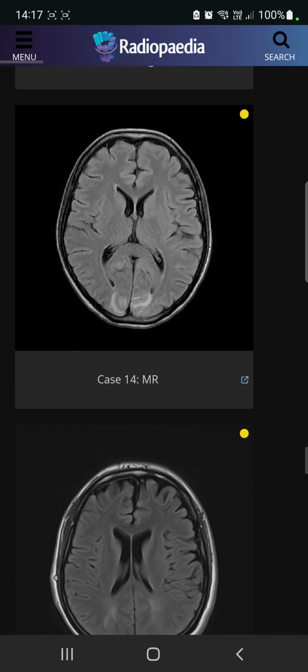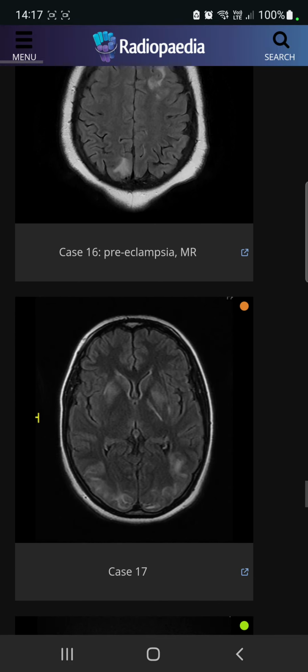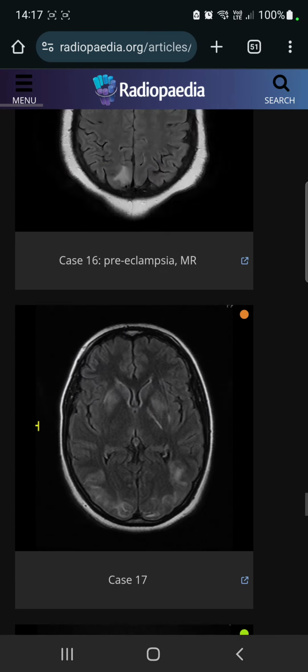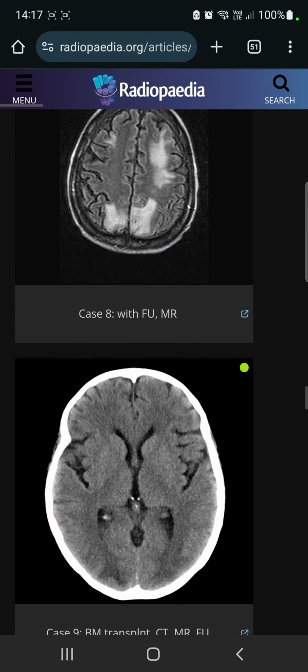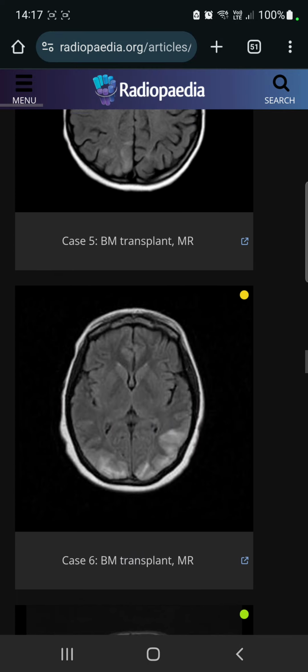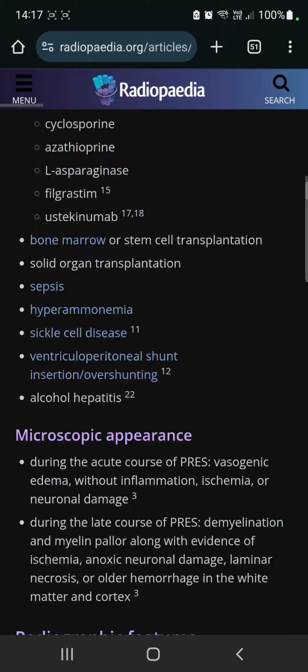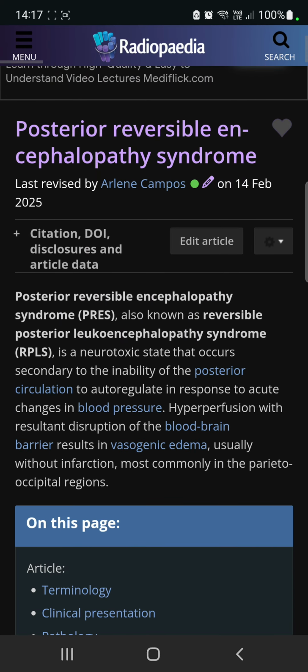treat the underlying cause. Okay, so hyperintense lesions on T2 or FLAIR on the posterior part of the brain. This is PRES, or if you want, posterior reversible encephalopathy syndrome, vasogenic edema, blood-brain barrier disruption, posterior part of the brain, secondary to many things, but mainly hypertension.